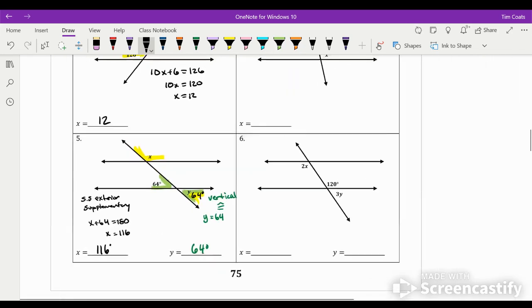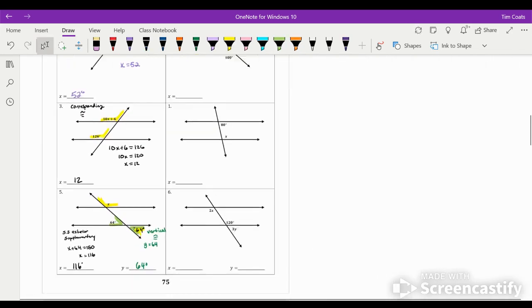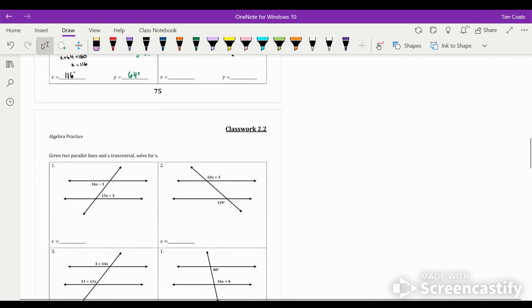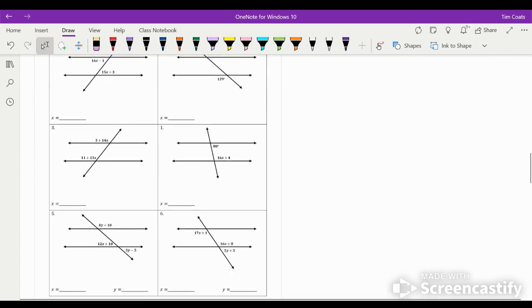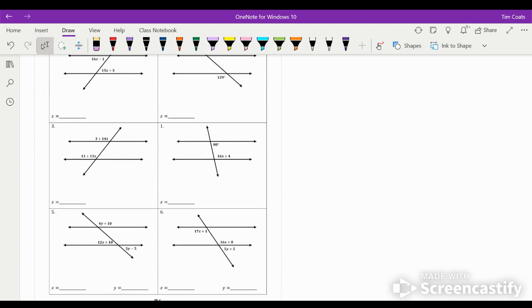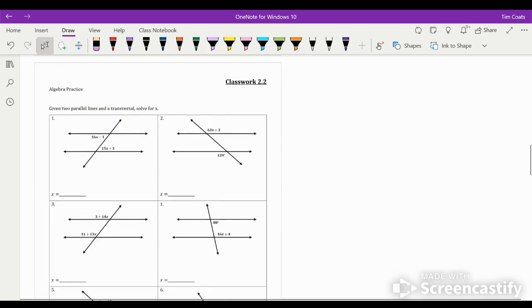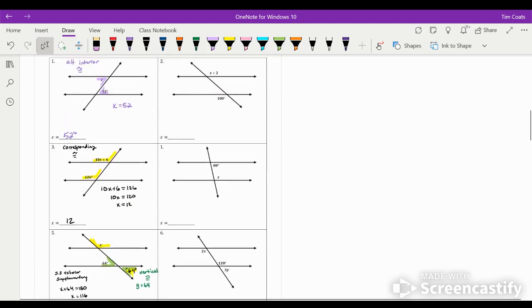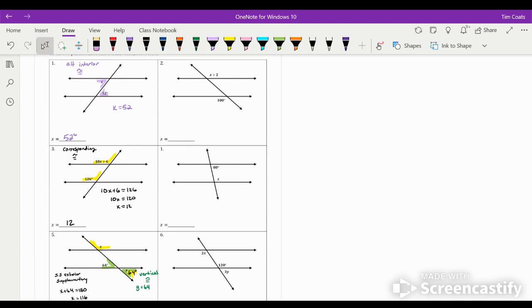So now I would like you to try the other ones that you have here on this page and the page after. You see they're similar problems, just different pairs, different algebra problems. So you'll try those out and see how you do. And then you can check your answers after that.